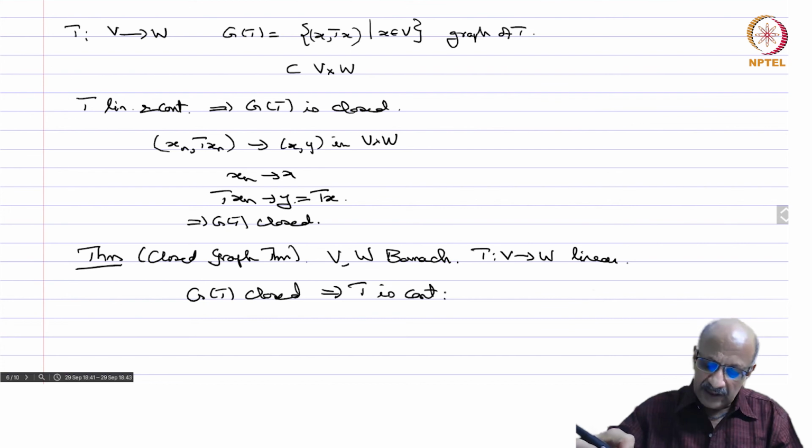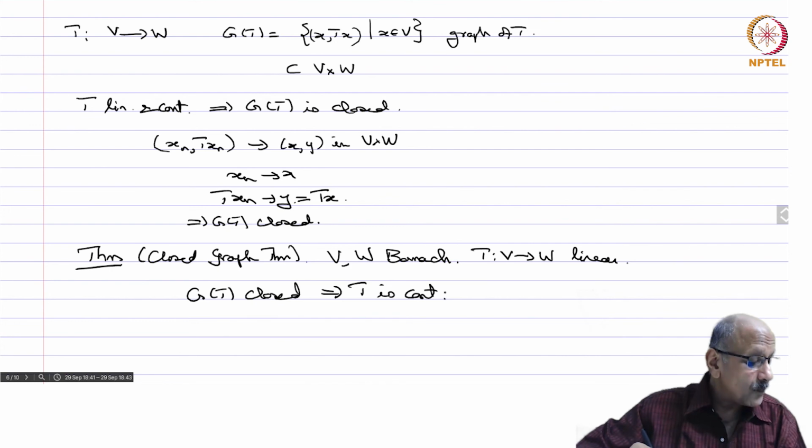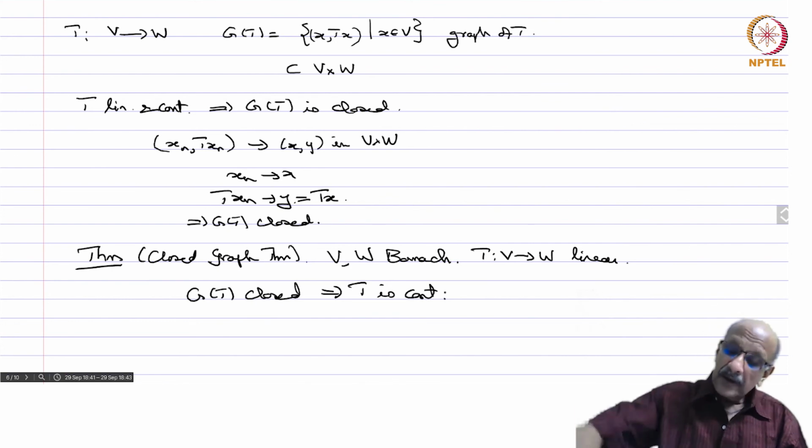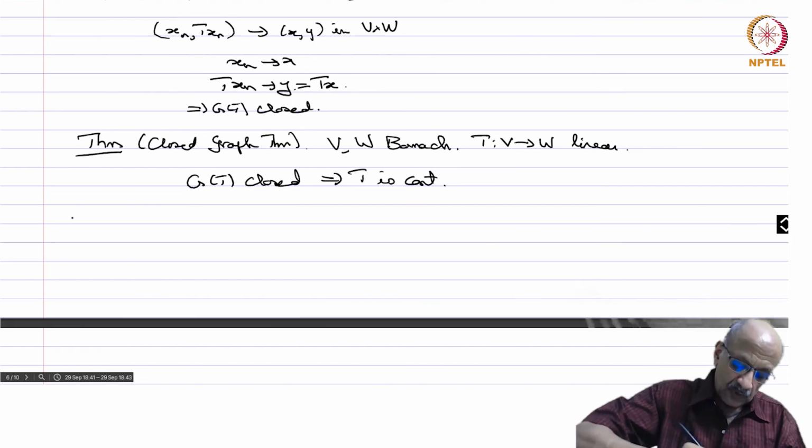It says if you have a linear map and Banach spaces, that is important, then if the graph is closed, then T has to be continuous. So this is one more nice result. Okay, so let us prove this theorem. So proof.